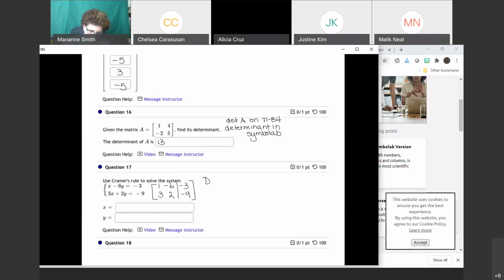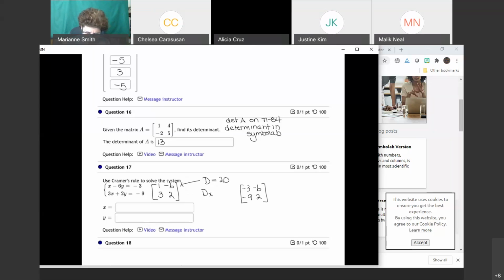Okay, so you find the determinant of this matrix, which I wound up doing, and I got 20. Then what you do is you replace the x's with -3, -9, and you leave the y's alone.